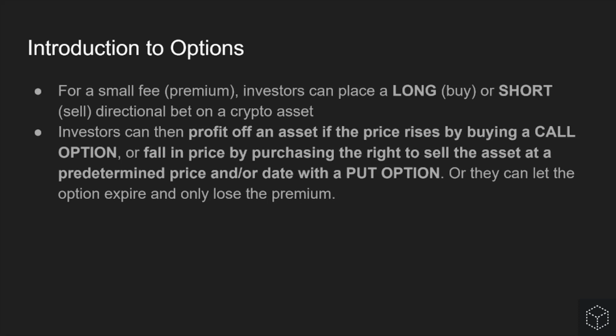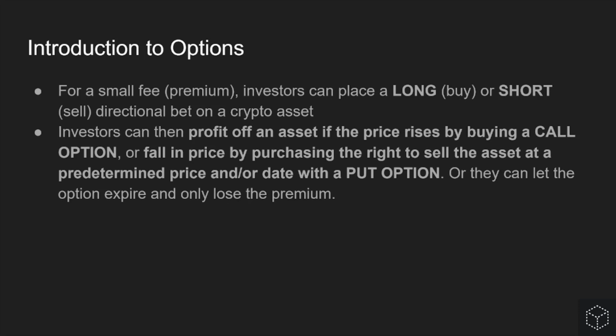So what is then an option? Basically, for a small fee or a premium, as they call it, an investor can place a long, which is a buy position, or a short, which is a sell position, directional bet on a crypto asset. Therefore, an investor can profit off an asset if the price rises by buying a call option, or profit off a fallen price by purchasing the right to sell the asset at a predetermined price or date with a put option. You then have a third choice as well. You can let the option expire and only lose the premium.